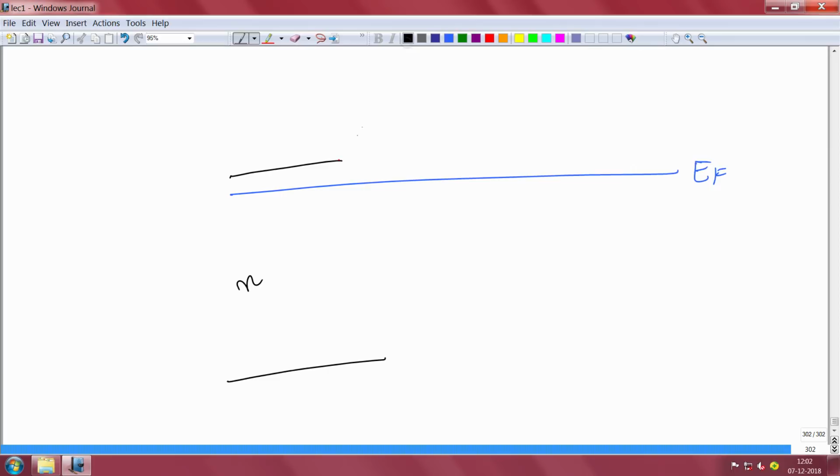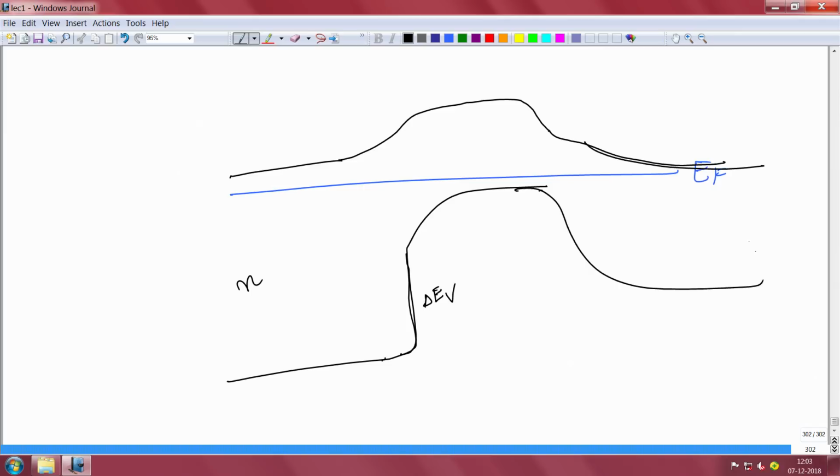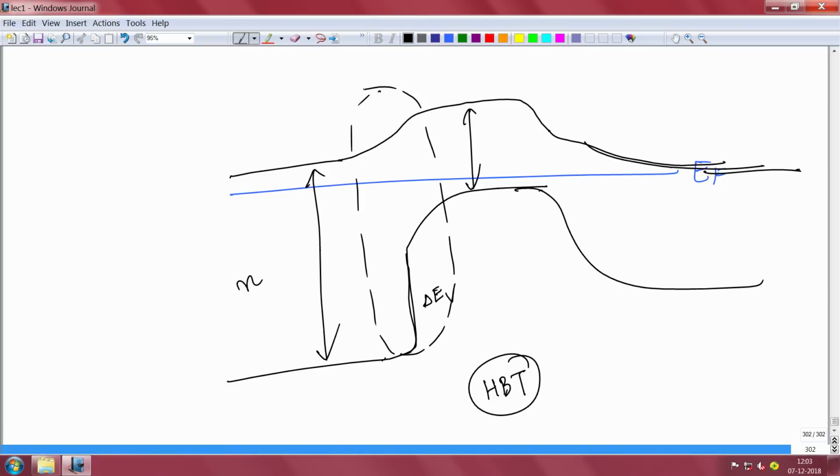So you can actually have a narrow band gap material on the base side here, like this. This is delta EV, the discontinuity in the valence band, and then you can have the collector here. So essentially this band gap is lower than this band gap. This is called HBT, heterojunction bipolar transistor. I had probably told you in the BJT classes also, with this heterojunction you can do tricks in heterojunction engineering, such that most of the discontinuity falls across the valence band and very little discontinuity falls across the conduction band.